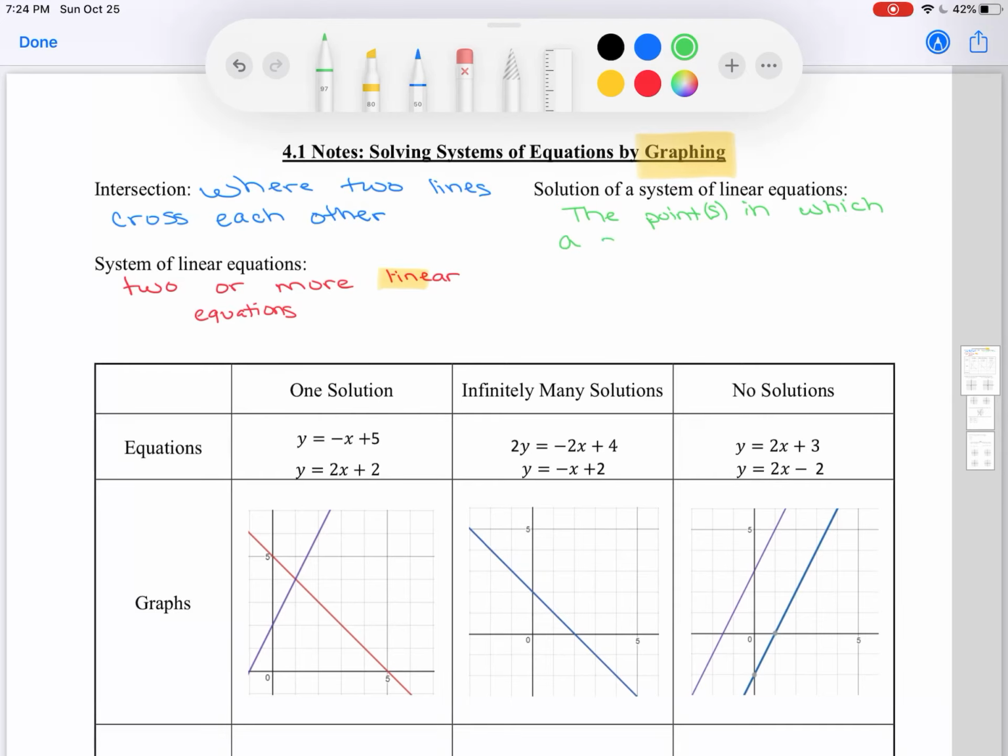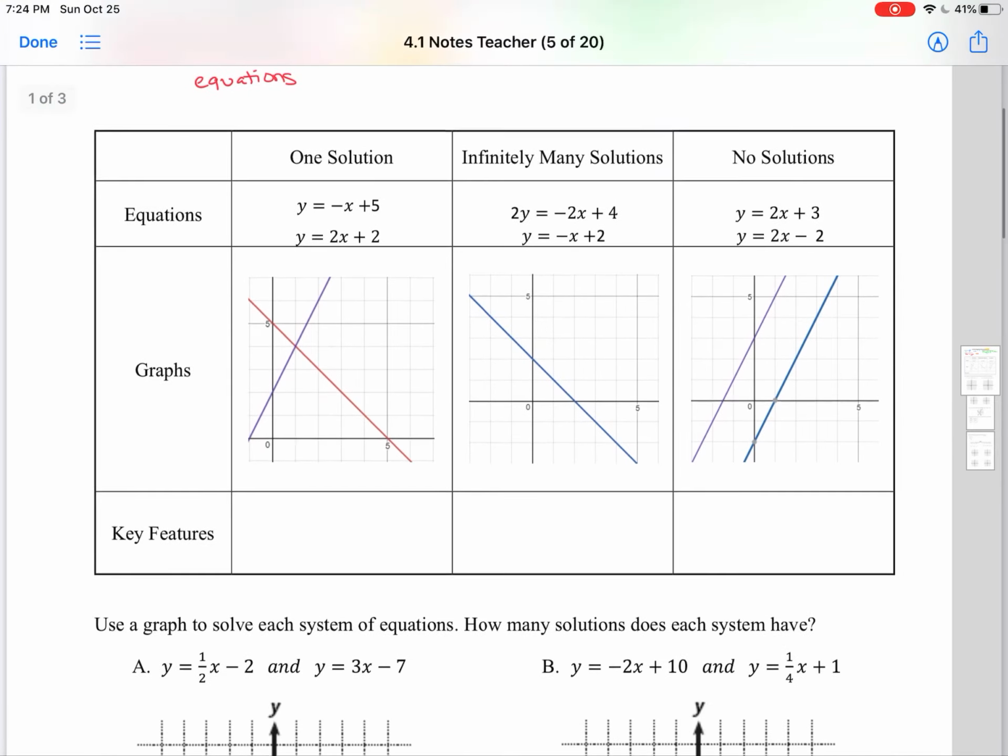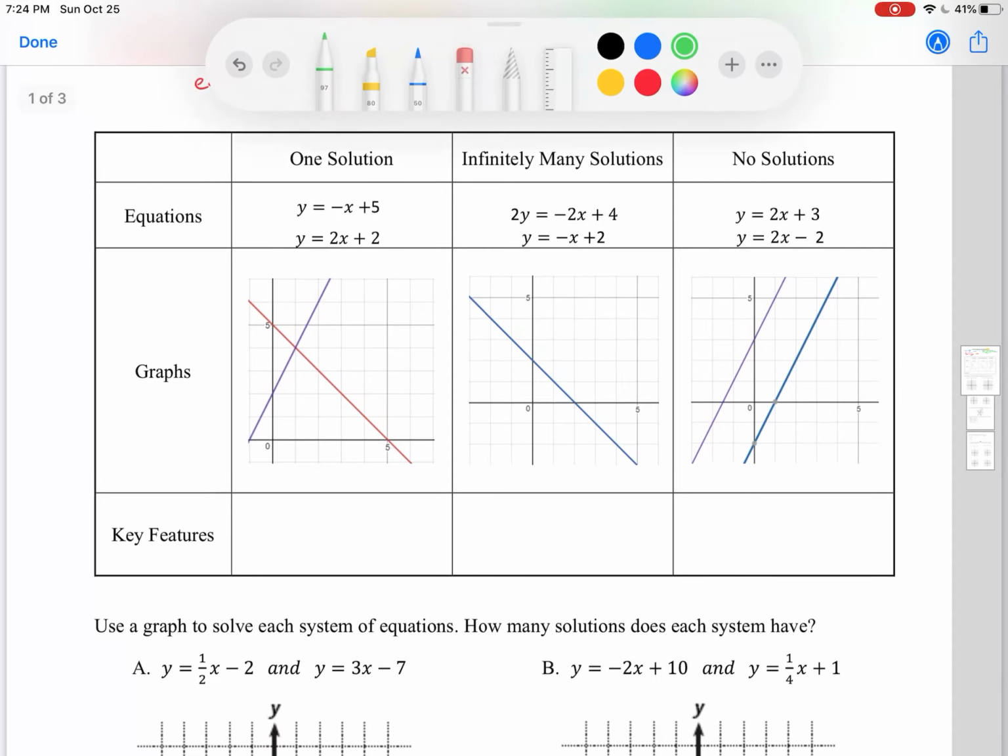And the solution is the point, and sometimes the points, so we will put an S at the end. That does occur sometimes, in which a system of linear equations intersect. All right. So with that bit of information, we're going to move down to this little chart here.